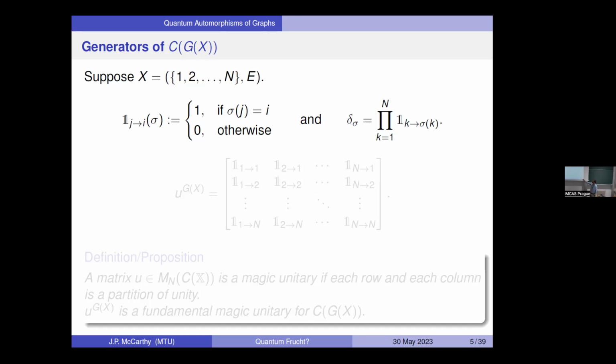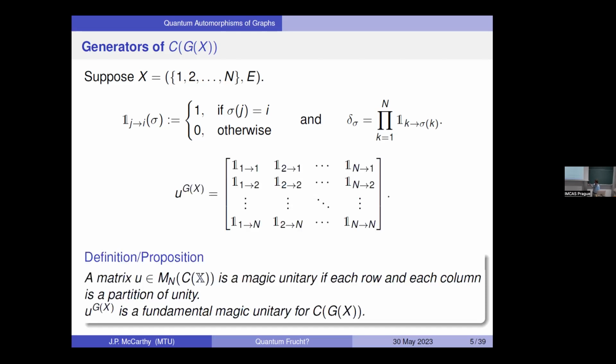of the permutation matrix. I look at it slightly differently. Well, some people do, and consider instead that this thing is asking of the permutation, do you map J to I? 1 for yes, 0 for no. And these functions generate the algebra of functions because this delta is saying, is a permutation equal to sigma? 1 for yes, 0 for no. And you can just multiply together a few of these and you'll get the same thing.